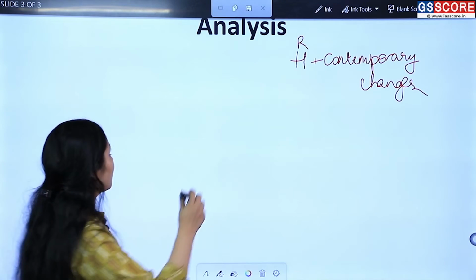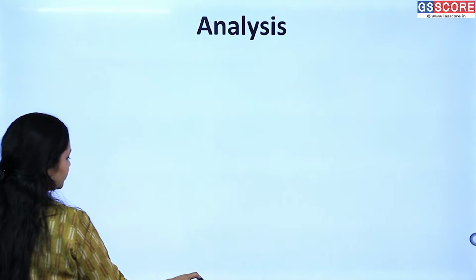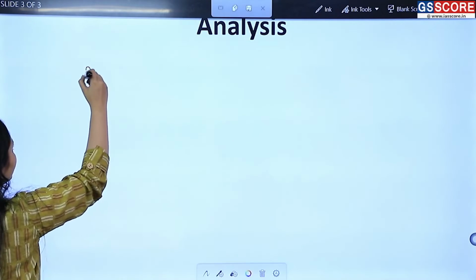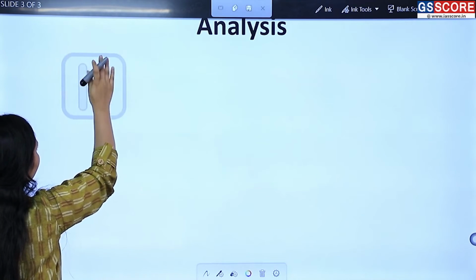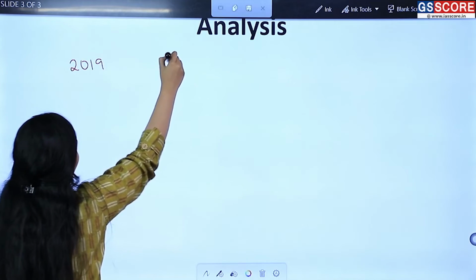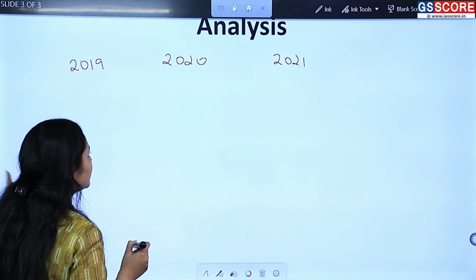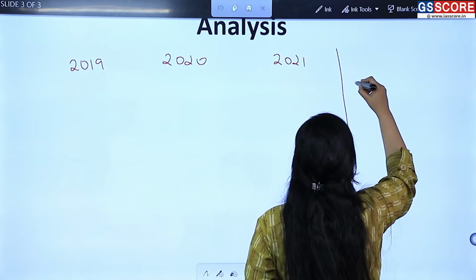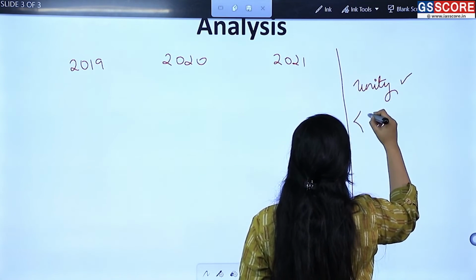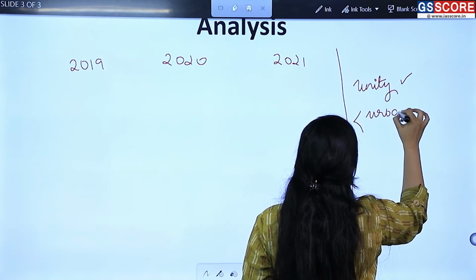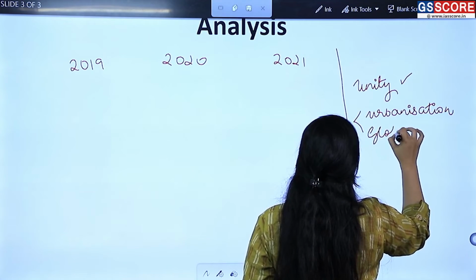Now, what we can do is look into the 2021 questions and 2020 questions, right? 2019, 2020 and 2021. The last 3 years, questions that have been asked: unity in diversity, one of the favorites, but also lately more emphasis being laid on urbanization, industrialization and globalization.